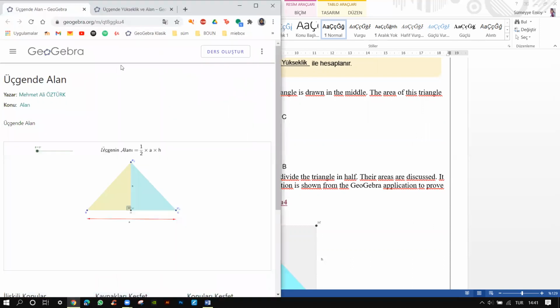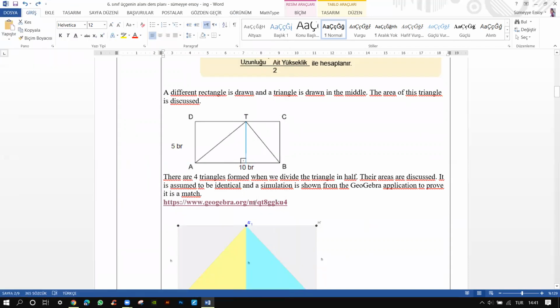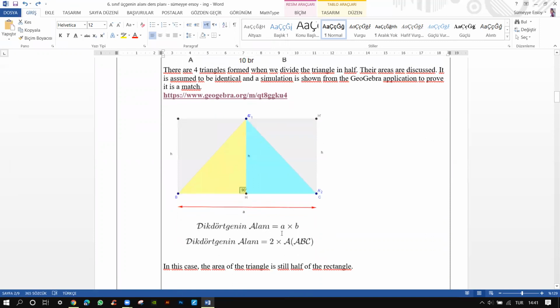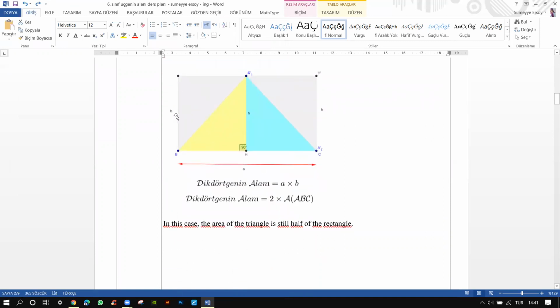Let's see it. You can see it. These are equal. And then, thanks to this, they can see their equality. After that they also reach again that the area of triangle equals to half of the area of a rectangle. Because this and this equal, this and this equal.